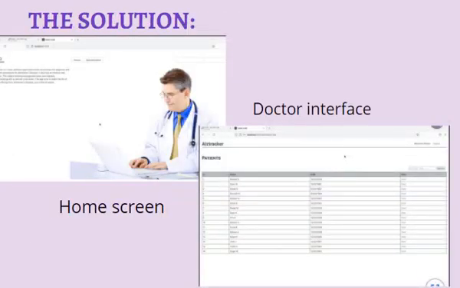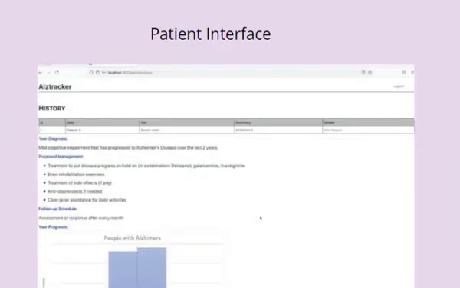So our solution is Alztracker, which is like a one-track solution to all your problems with Alzheimer's. It has two interfaces, a doctor's interface, which shows 4 different modalities of biomarkers for accurate diagnosis and treatment planning. This is followed by a patient's interface, which shows his diagnosis, the reports, management, as well as follow-up in simple layman's terms for him to understand.